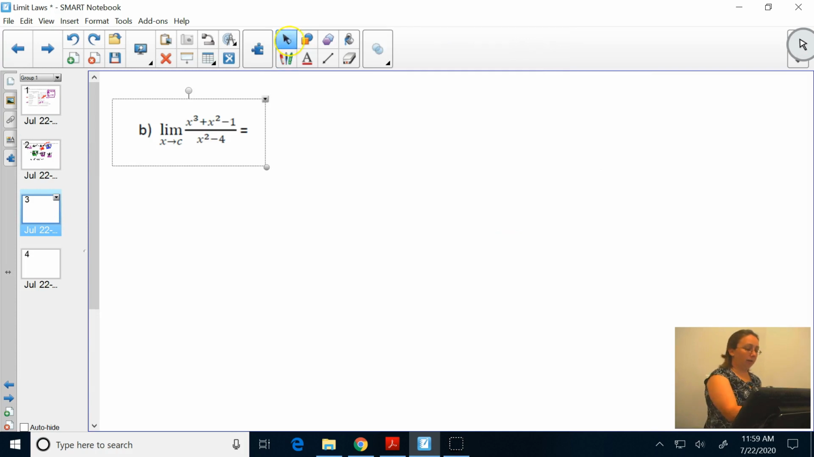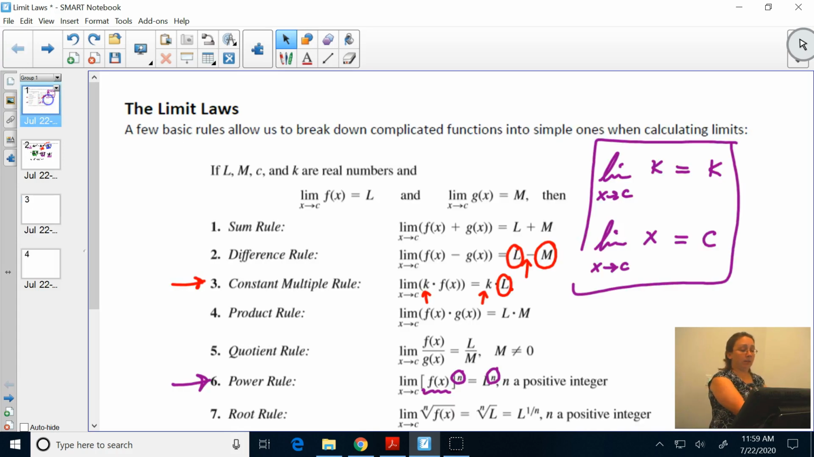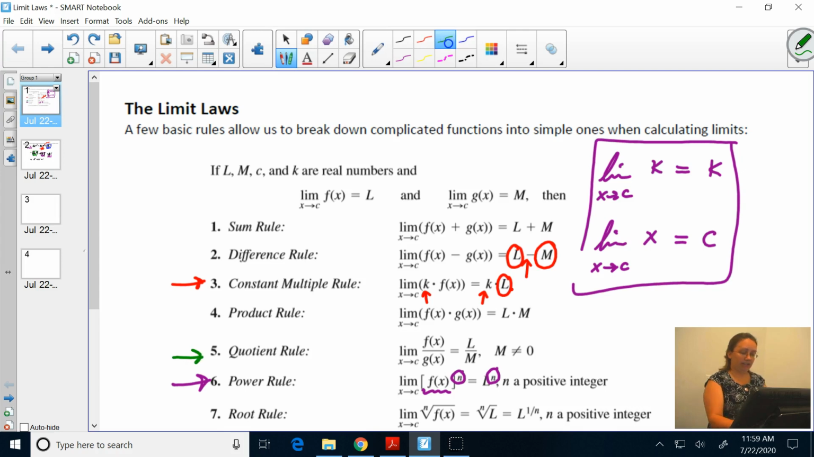Alright, let me show you another one. So here we are dealing with two polynomials, but in between those we have a quotient. We have a fraction. So let's go back to the limit laws and see what they say we can do when we have a quotient. Looks like it is number 5. Number 5 says, if you have the limit of a quotient, take the limit of the top, take the limit of the bottom, and then divide the two answers.